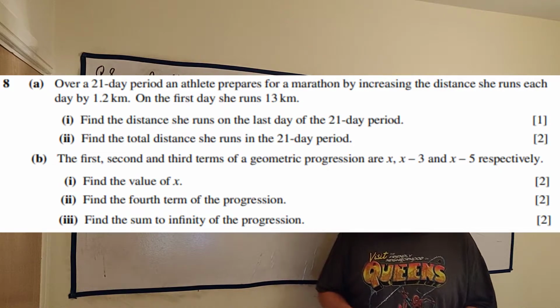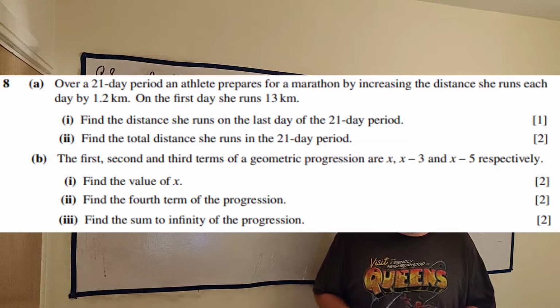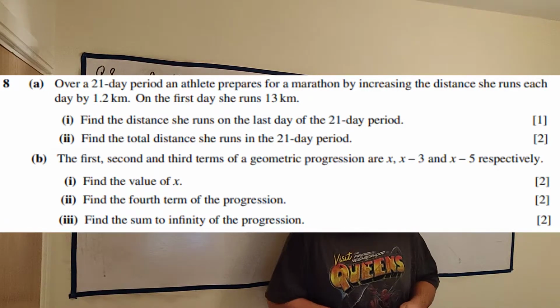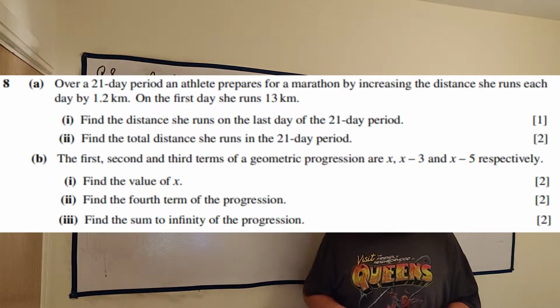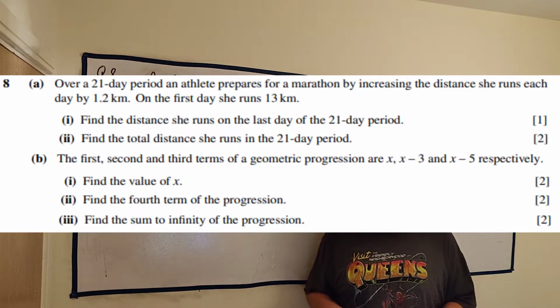Hello, this is question 8 from the winter set of exams from Cambridge International Education. It's paper 1-2 from the year 2019. If you look at the description below, you'll find a link to an image of this question. As you can see, this question is split into two parts, A and B.